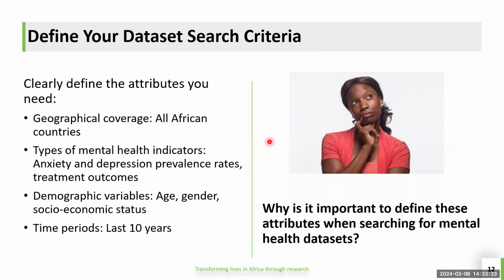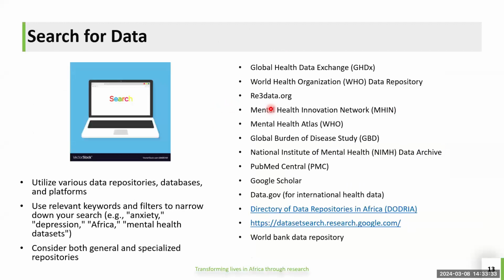Okay. So here we defined our search criteria. I've made those suggestions over there. And then we go and search. So utilize various databases and data repositories. Use relevant keywords, such as what I've highlighted here. So it's identifying the relevant keywords and then trying different combinations of those relevant keywords.